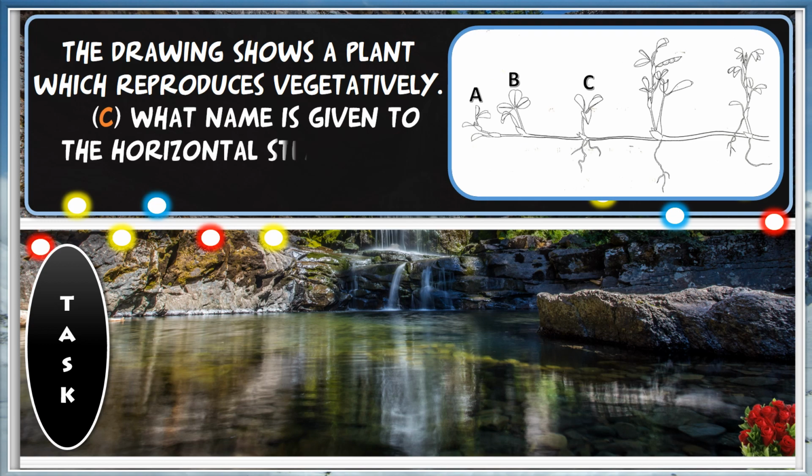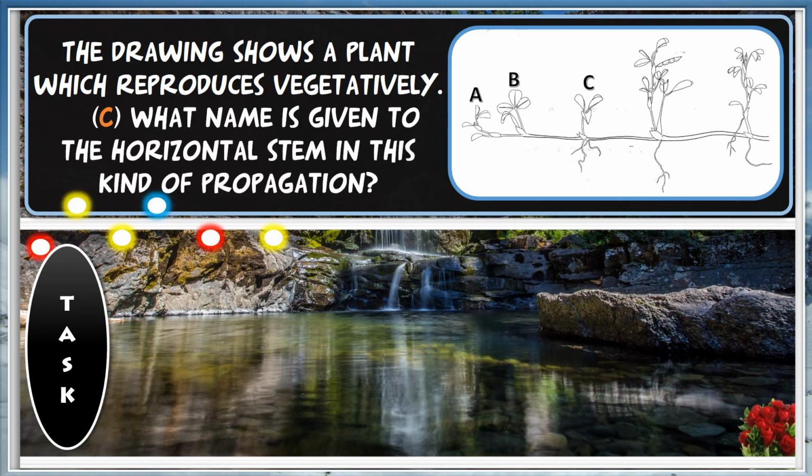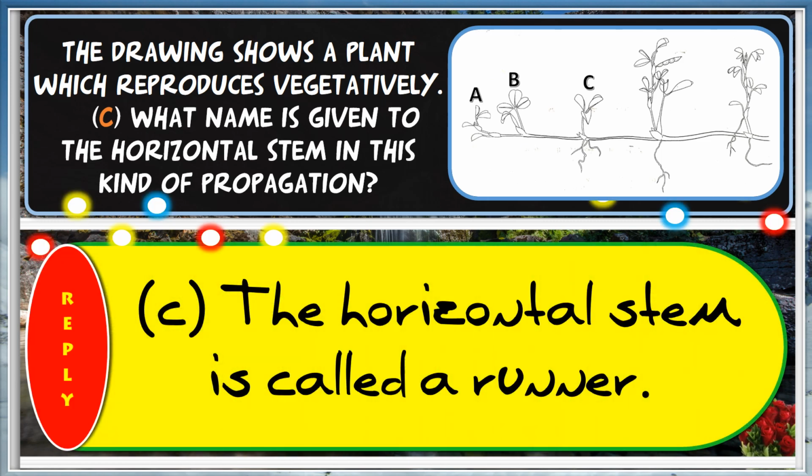Part C. What name is given to the horizontal stem in this kind of propagation? The horizontal stem is called a runner.